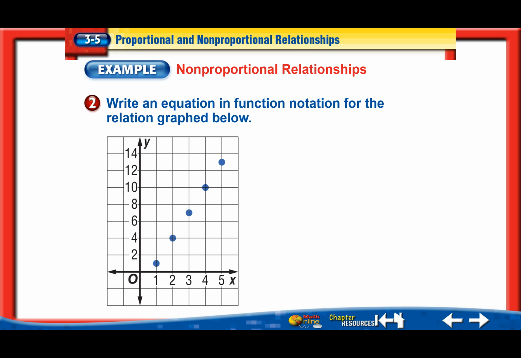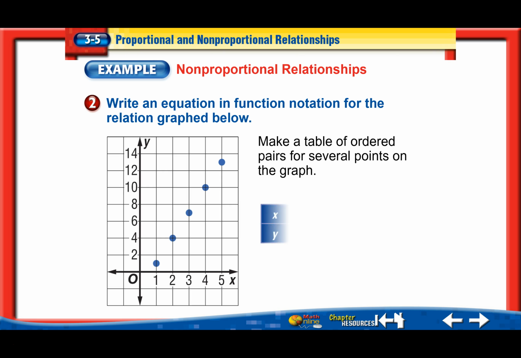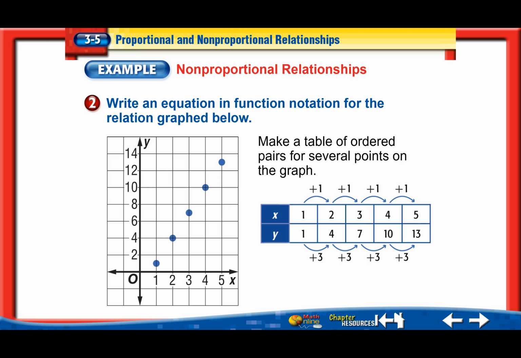All right, write an equation in function notation for the relation graphed below. So it looks like a straight line. That's a good thing. That's going to make life a little easier. Make a table of ordered pairs for several points on the graph. So they're actually going to write them out.